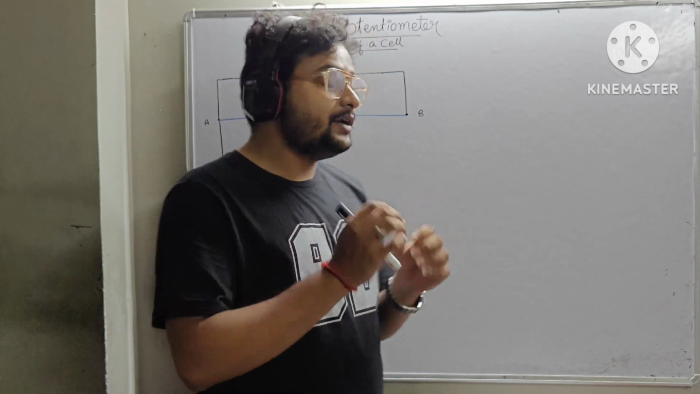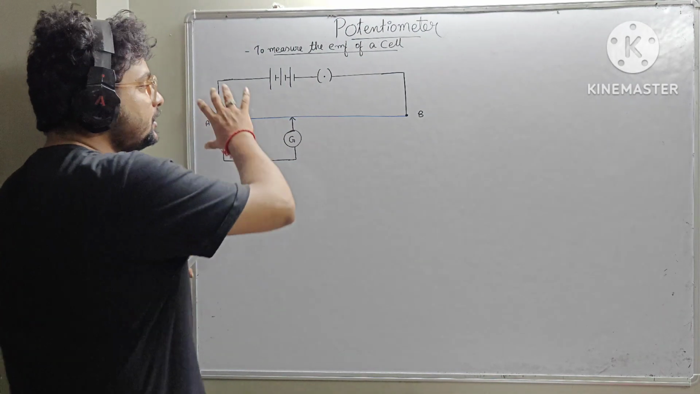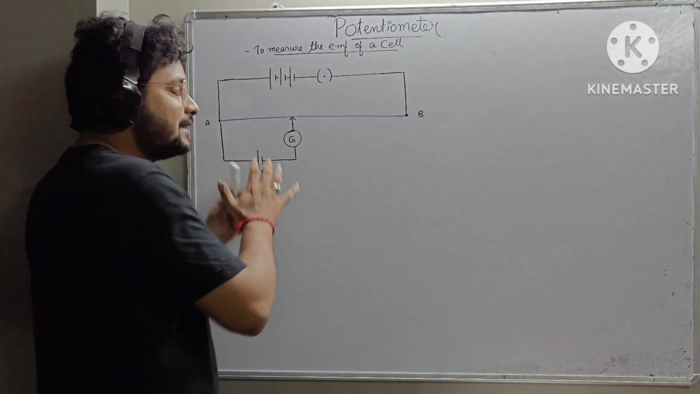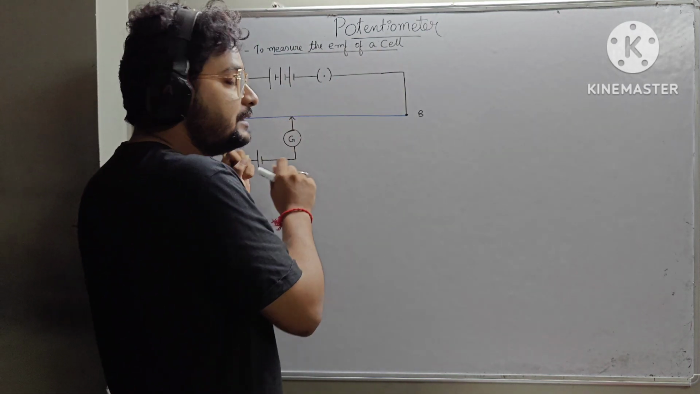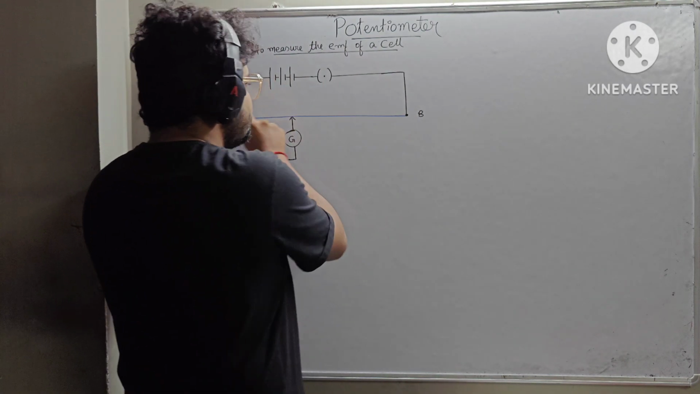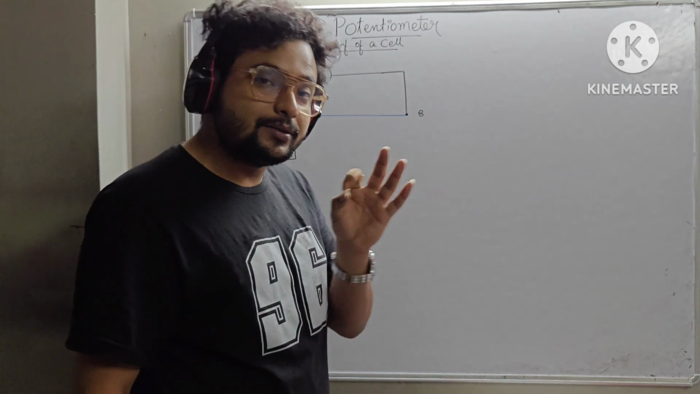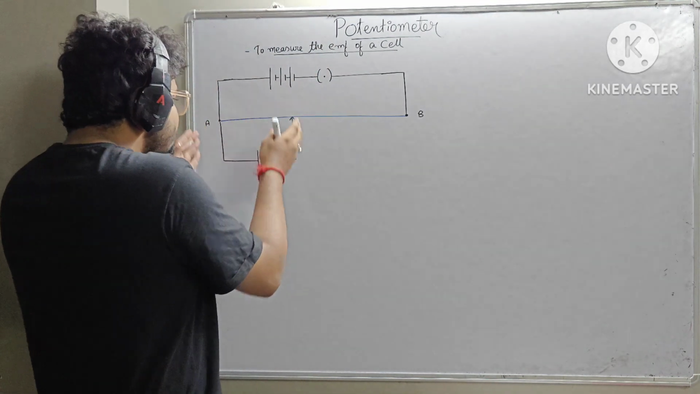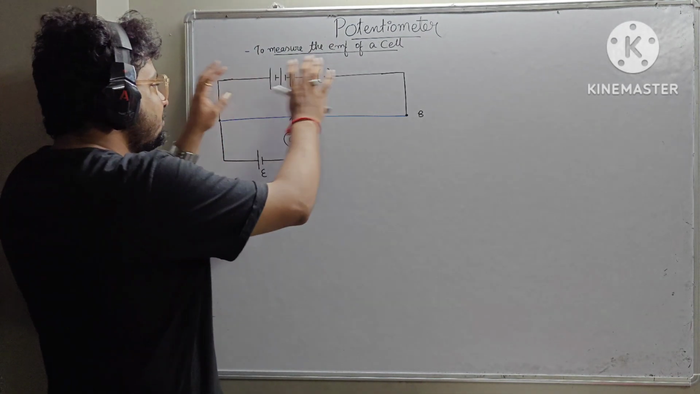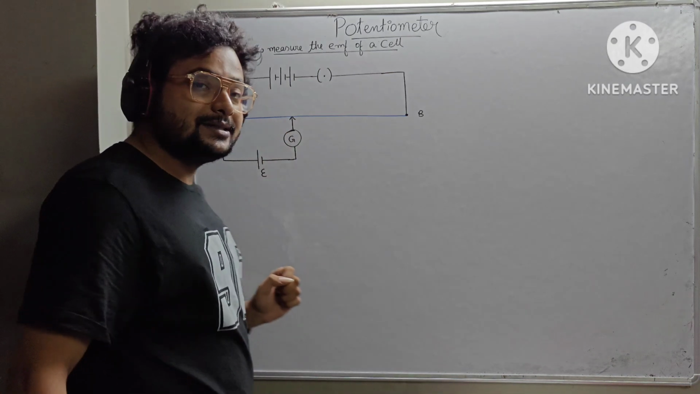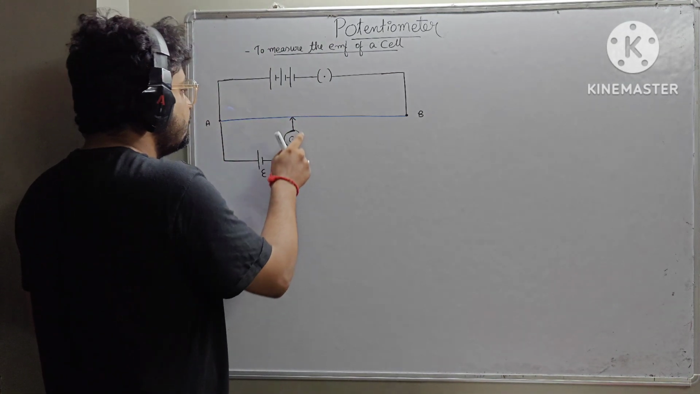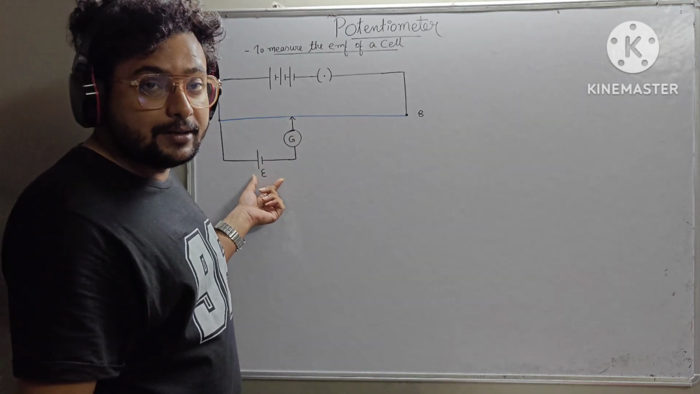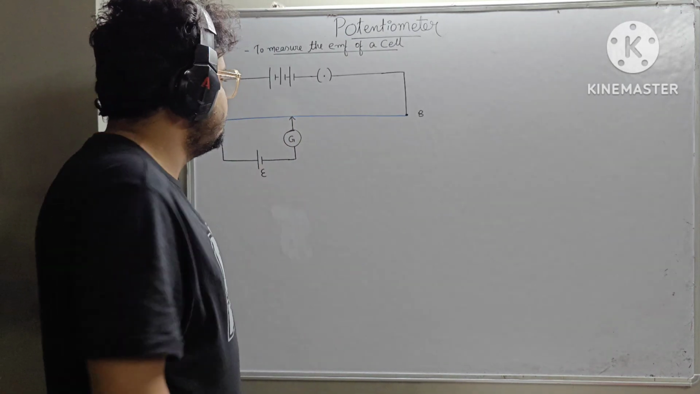If a current flows through this part of the circuit, you can see this entire circuit is actually divided into two parts. This one is the main circuit. This is the potentiometer wire, the main wire that I talked about, the wire AB. Over here, this is one more circuit. This is the primary circuit. This one you can consider to be the secondary circuit. In this secondary circuit, I have connected the cell whose EMF you need to calculate.